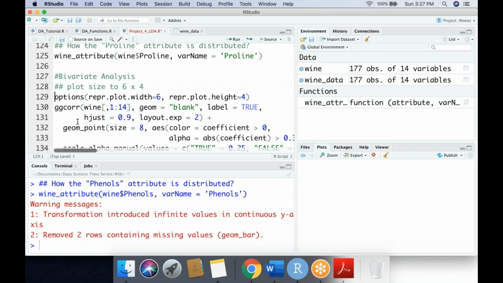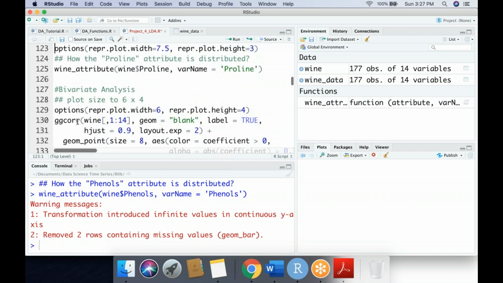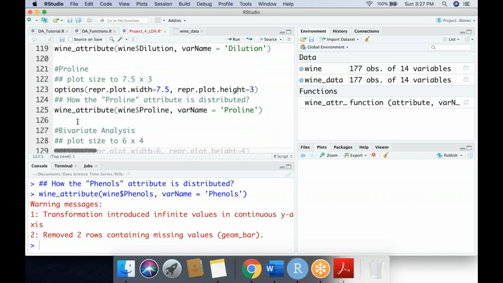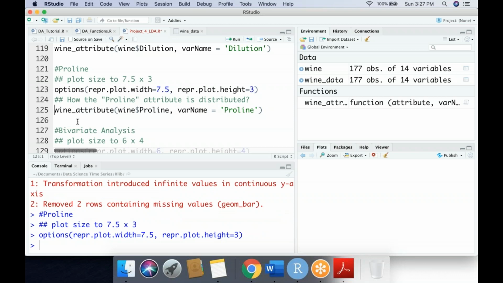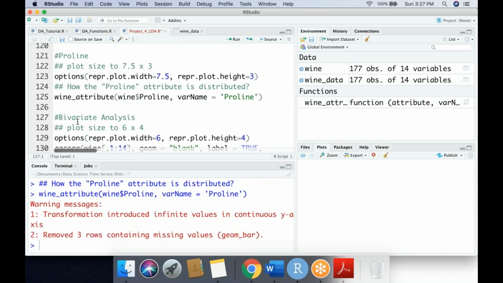So we are now going to do the bivariate analysis. But here, Gopal, one thing: the plot for proline is, I think, right skewed. With the log value, yes, it is showing as normally distributed, but without log it's right skewed.